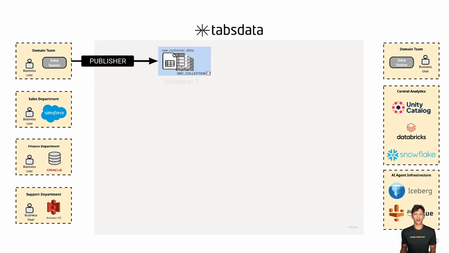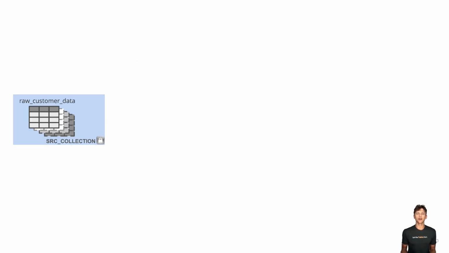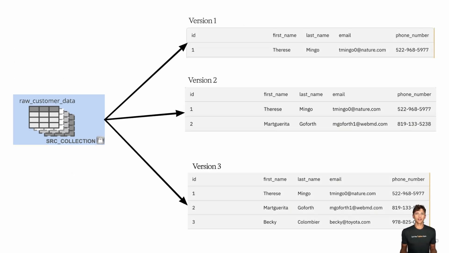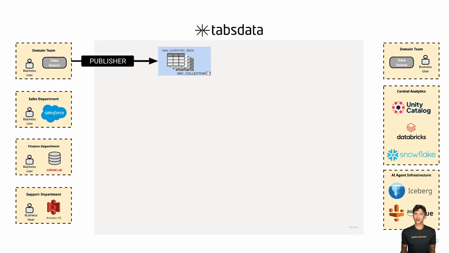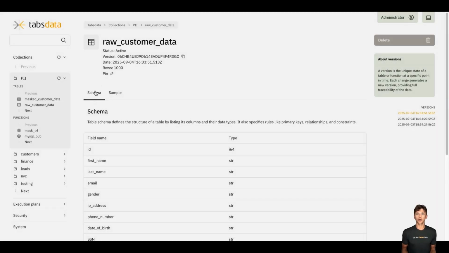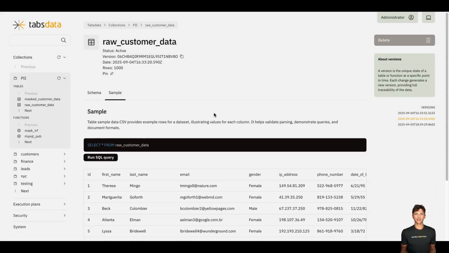Each additional invocation of the publisher produces a new version of that table, which is stored alongside all previous versions of that table. This way, nothing is ever overwritten or discarded, and when you sample this table through the UI or command line, you have full access to the schema and data for every version of that table.